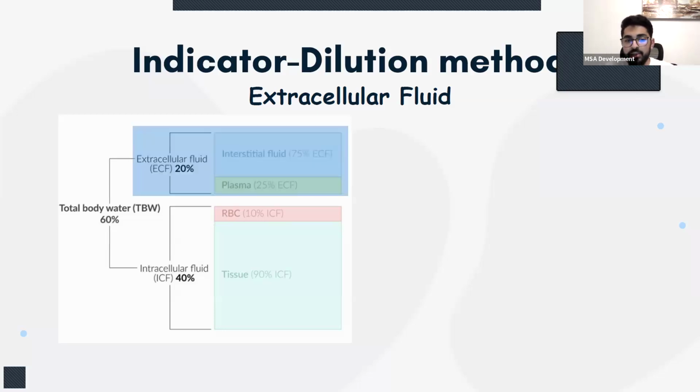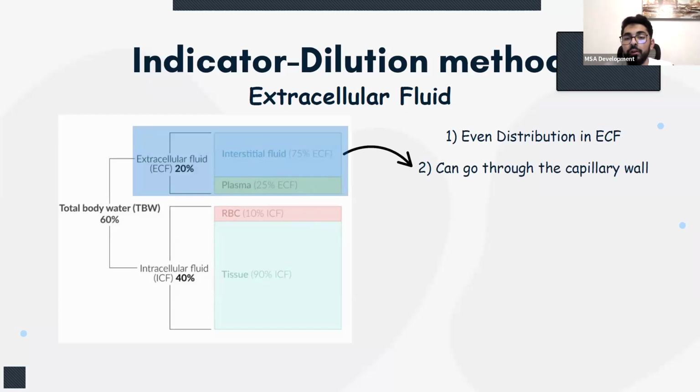So again, the first criteria is that it should evenly distribute in the ECF. So it should evenly distribute across the interstitial fluid and the plasma. And how is it going to reach? So injected into the veins, how is it going to reach the interstitial fluid outside the veins? It needs to be able to go through the capillary walls. Okay, this is how it's going to reach the interstitial fluid.